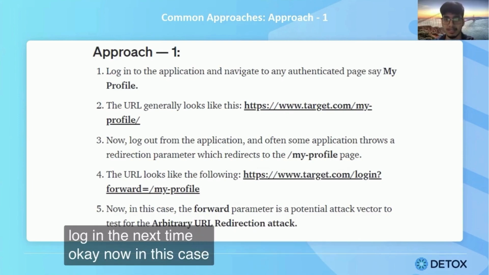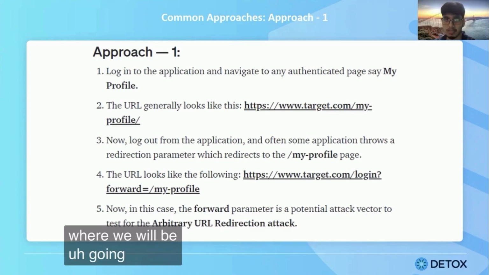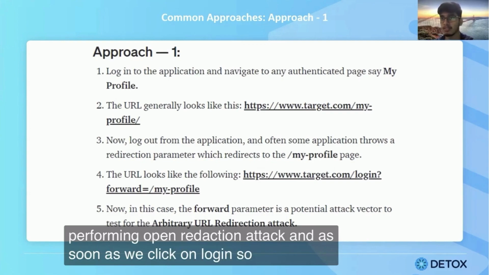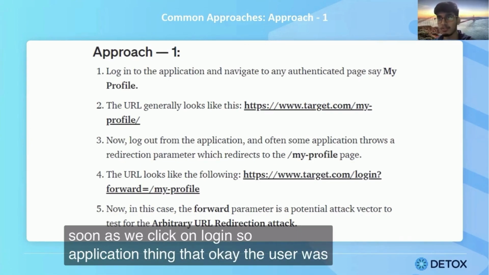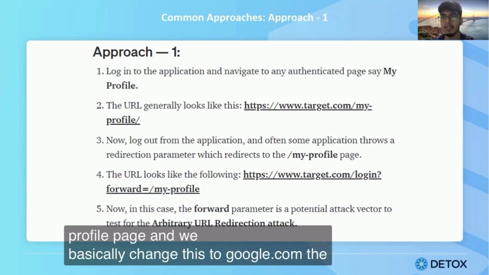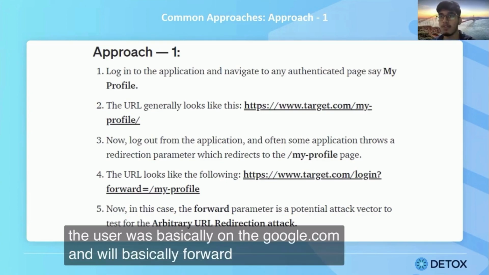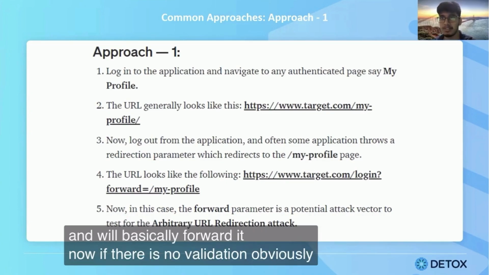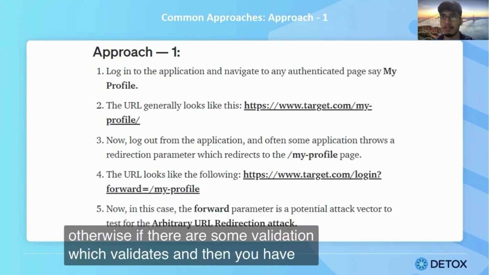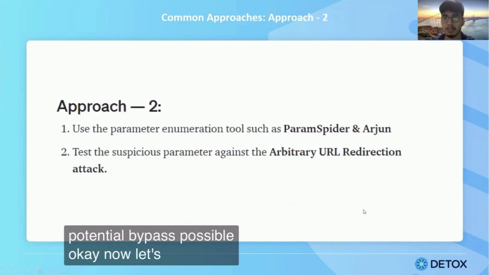In this case, the forward parameter is a potential attack vector, where we will give our payload for performing an open redirection attack. As soon as we click on login, the application thinks the user was on this particular page, say my profile page, and we changed it to google.com. The website will think the user was on google.com and will forward them. If there is no validation, obviously the attack will be carried out successfully. Otherwise, if there is some validation, you have to find out if there is any potential bypass possible.